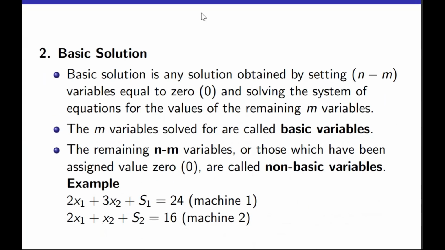A basic solution is any solution obtained by setting n minus m variables equal to 0 and solving the system of equations for the values of the remaining m variables. The m variables solved for are called basic variables. The remaining n minus m variables, those which have been assigned a value of 0, are called non-basic variables.